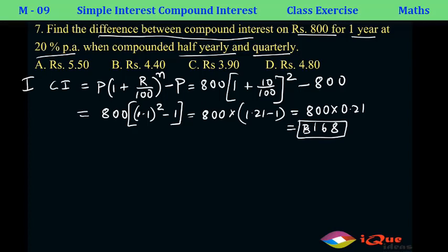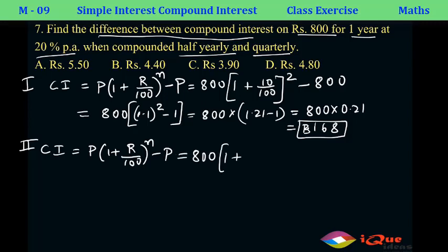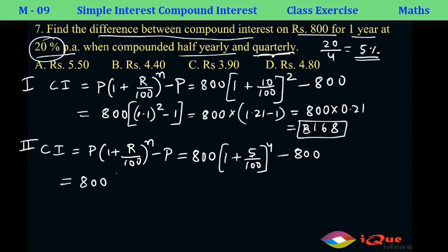Now here, because the options are so close, you cannot guess. Now in the second case, the compound interest will be equal to P into 1 plus R by 100 to the power N minus P, the same formula. P is still the same 800 into 1 plus. Now second case is quarterly. For a year, if the rate is 20%, that means for a quarter it will be 20 divided by 4, because there are 4 quarters in a year. So 5%. So for quarterly, the rate will be 5 divided by 100 to the power 4, minus 800. Now from here you can see that it is 800 common and inside we have 1.05 to the power 4 minus 1.